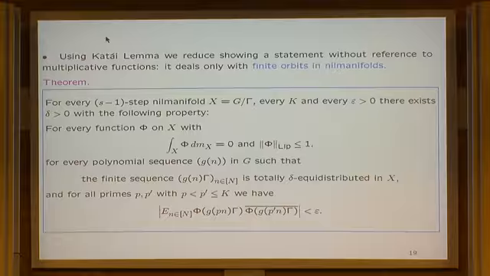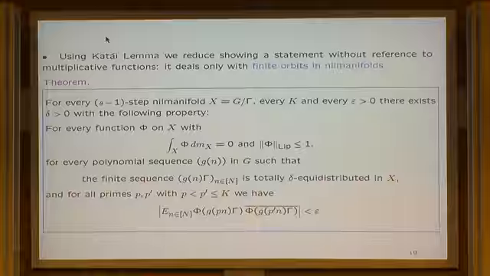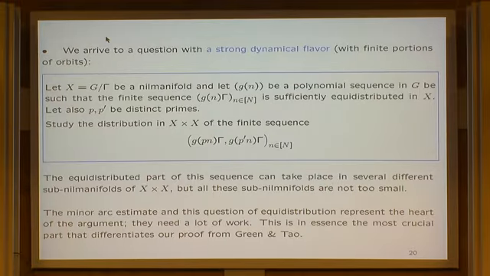Then the idea is that if we have this situation, and if phi is Lipschitz of 0 integral and so on, and if g is totally equidistributed, this thing is small. And we are reduced to prove that. At the end, we have to describe this orbit. I will try to explain that.